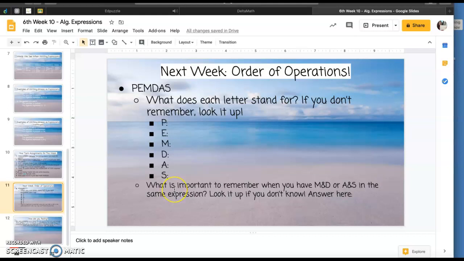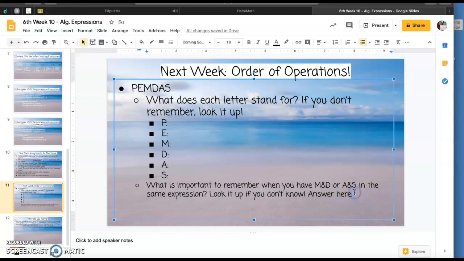And then there's a question at the bottom. What is important to remember when you have M and D? I'm not writing what M and D stand for because that gives you the answer to up here. But if you have both of those operations in a sentence or A and S in the same expression, what do you do? Look it up if you don't know and answer right here. You can just click in here and start typing right in the text box.